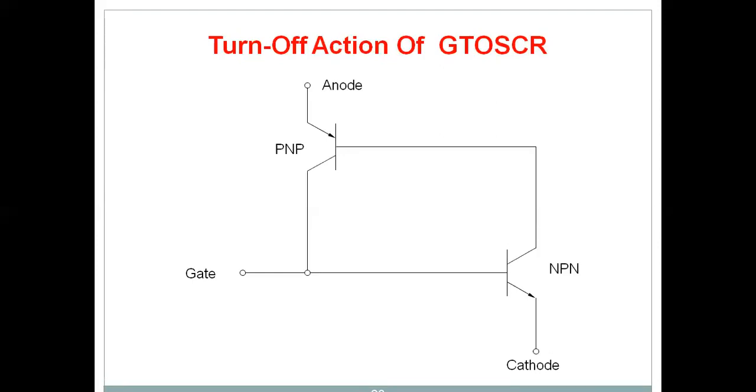When a negative gate signal is applied, the excess carriers are drawn from the base of the NPN transistor, and collector current of PNP transistor is diverted to the gate. Thus, the base drive of NPN transistor is removed, and this in turn removes the base drive of PNP transistor, and turn-off is achieved.